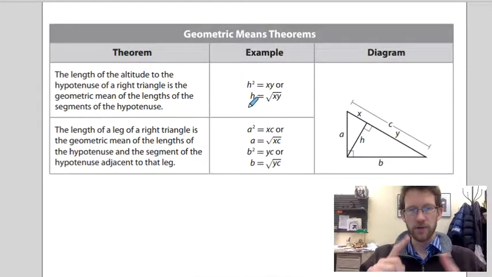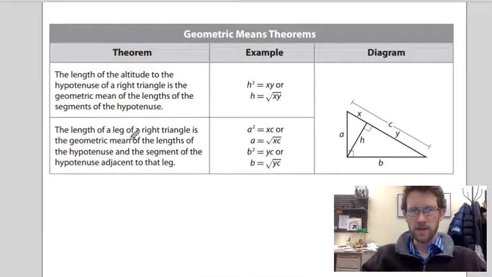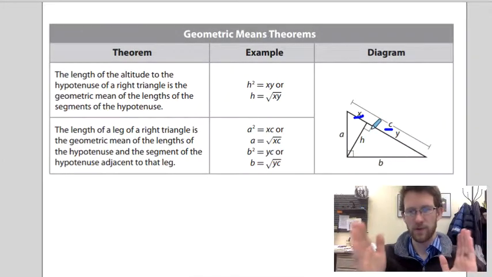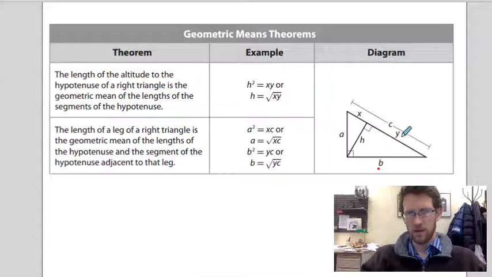And here's our calculation. The other two are a little harder to remember, and they involve C. It says the length of a leg of a right triangle is the geometric mean of the lengths of the hypotenuse and the segment of the hypotenuse adjacent to that leg. So what that means is that the length of leg A is equal to the geometric mean of X and C. So here's X, here's C, and we do a geometric average of those, not a regular average, and that gives us length A. Similarly, if we want B, we take the geometric mean of Y and C.